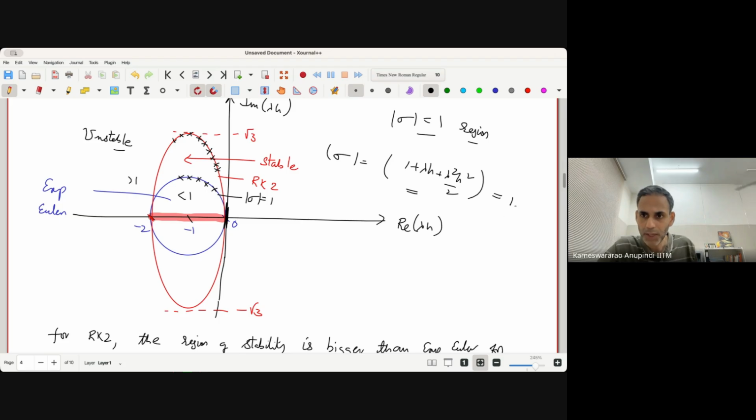But then we can also take the phase, which is e to the power I theta, right? Theta is going to give me how much lambda I h and lambda r h are related, right? That's why I have taken the amplitude to be 1.